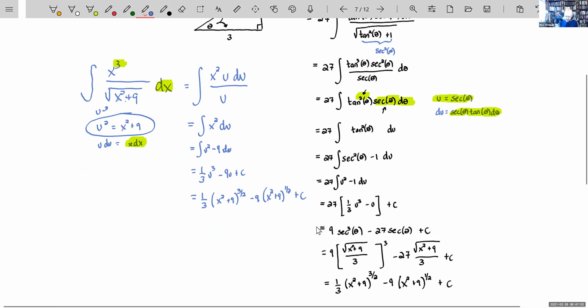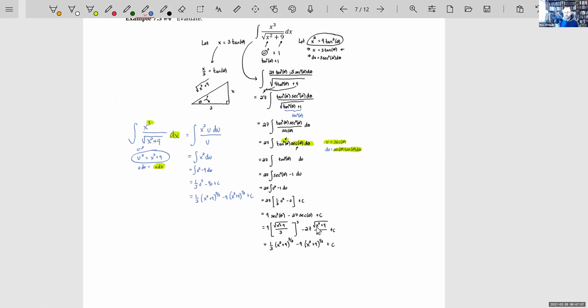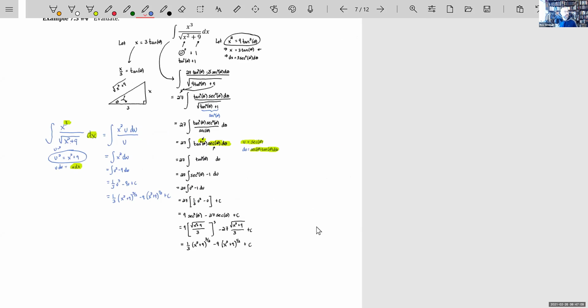So questions on trig subs so far. You do have to memorize the tactics here. It is totally memorizable. You do have to have those in your back pocket ready to go at any given moment.